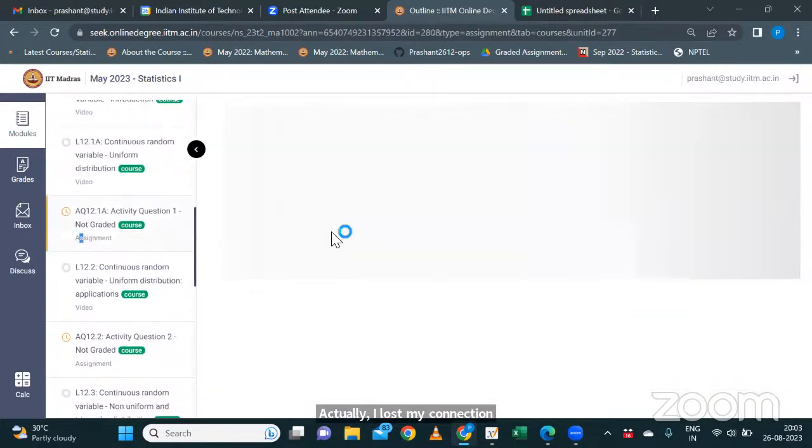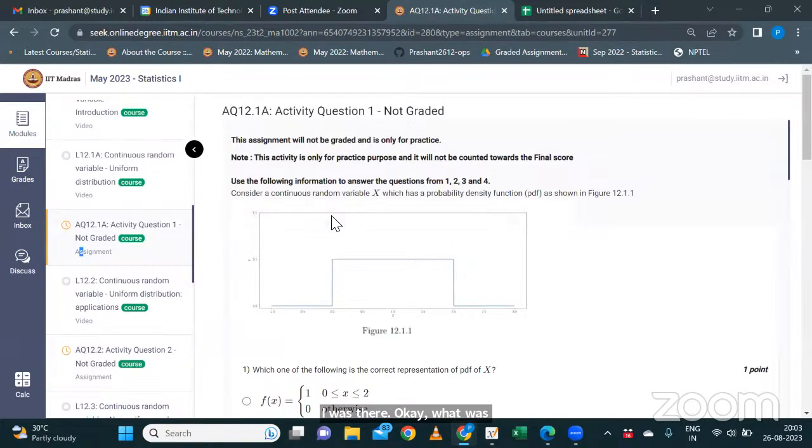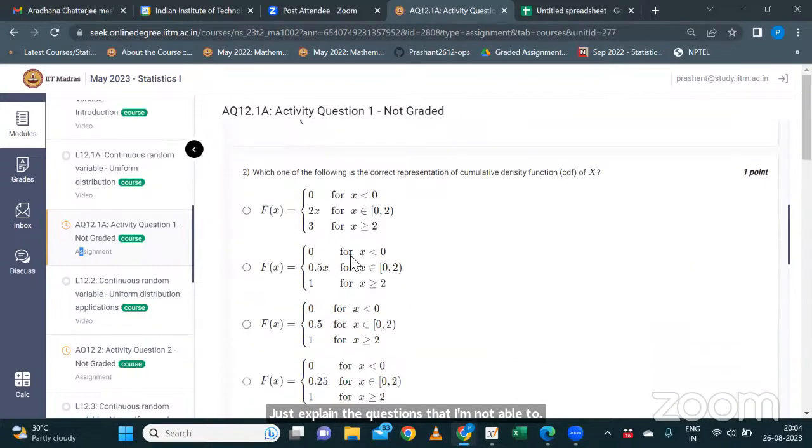I was there. Okay, what is your exact doubt? I'm asking. Question 2, sir. Question 2 is okay. What is your exact doubt? Whether you are getting difficulty. Sir, can you just explain the question? I'm not able to solve it. Okay, so basically question number 2 says we have to find the F of x, right? What is the capital F of x, first of all, tell me.